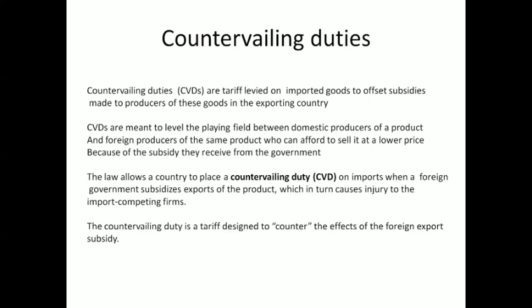So despite the fact that the export subsidy generates net benefits for the importing country, the importing country is allowed under WTO rules to protect itself from these benefits. So a CVD may be placed if it can be shown that a subsidy is indeed in place and if the subsidy causes injury to the import competing firms.